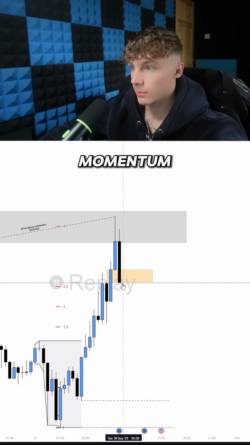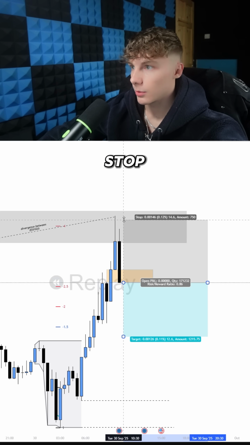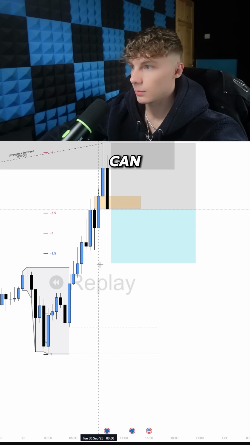Wow, okay, so that's some really nice momentum. So we've actually candle closed below this gap. My stop loss placement is going to be above the divergence, and I can simply target on 1 to 2.